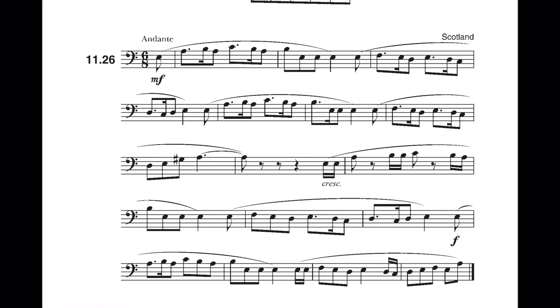Sol, le, sol, fa, mi, fa. Mi, fa, sol. Sol, do, mi, re, do, re. Sol, sol, sol. Sol, le, sol, fa, mi, fa, sol, ti, do. Fa, sol, ti, do. There's your leading tone, and those are the two skips in the dominant triad.